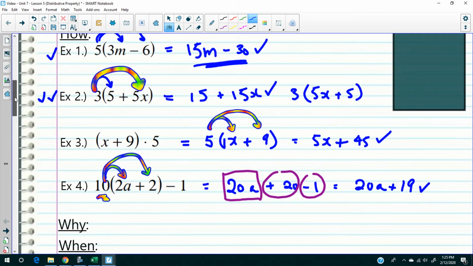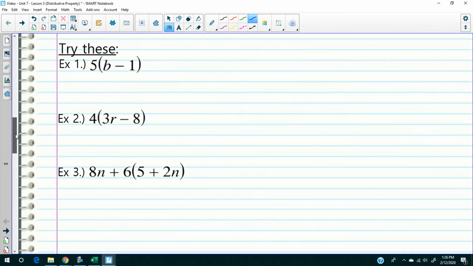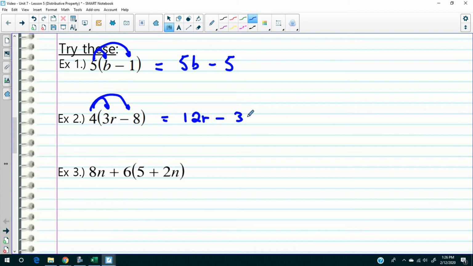Okay, so with that said, try these 3 on your own. All right, so press pause, and then we'll go over it. Okay, all right, so the first one, right? So 5 times b, that's 5b. Minus 5 times 1 is 5, 5b minus 5. Okay, what about this one? Now, that last one is a great question, by the way. So 4 times 3r, right, 12r, minus 4 times 8, 32. Okay, last one. Now, this one you got to be careful.